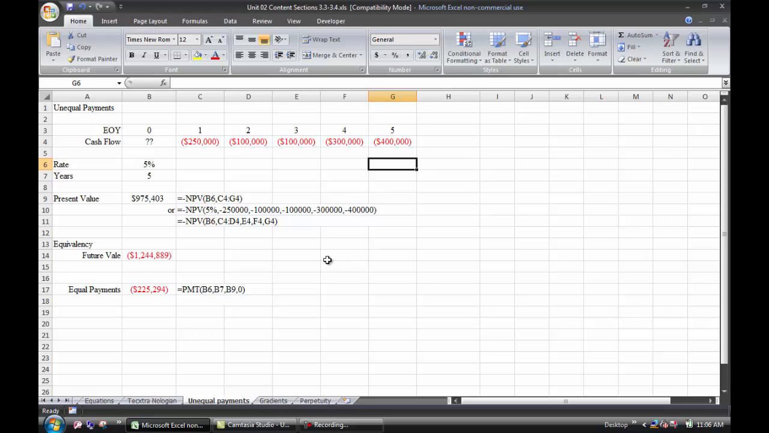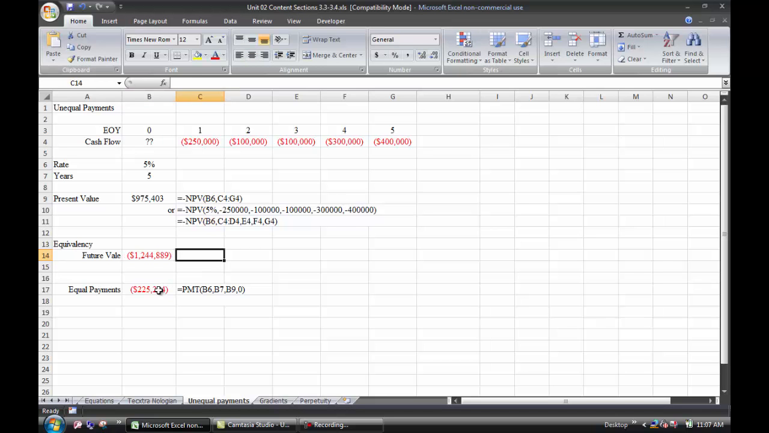Note, last week we talked about equivalency. Just a little aside here. If we take this present value and ask what it is going to be worth at the end, we can find the future value using the FV function, where B6 is the rate, B7 is the number of periods, 5 right here, and B9 is the present value. That just says that if we spend this, that's equivalent to depositing $1,244,889 at the end instead of these payments. It's not very realistic, but it shows how you can do equivalency.